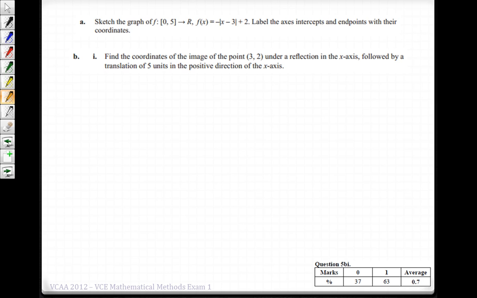Alright, so we've done that part up there, and I don't actually think it has any effect on B, so I'll just scribble it out. So we want to find the coordinates, so an x, y coordinate of the image of the point 2, 3 under reflection in the x-axis, followed by translation of 5 units in the positive direction of the x-axis.